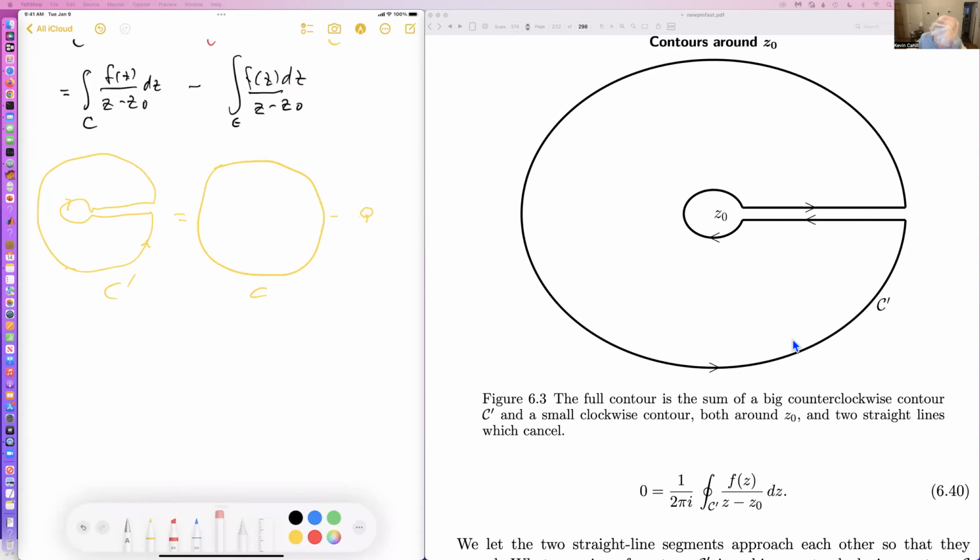Jesus Christ, why does it keep switching?